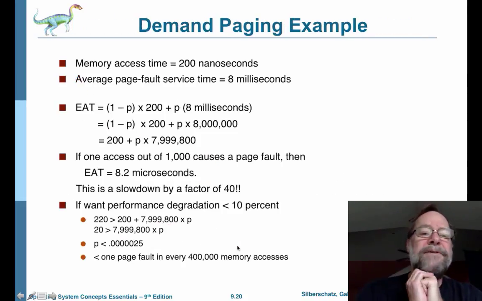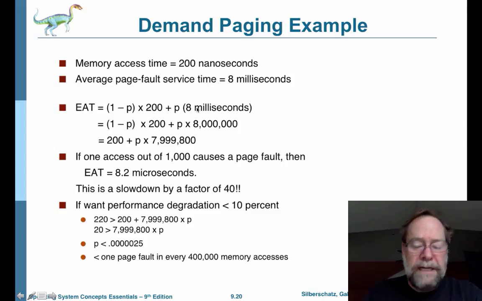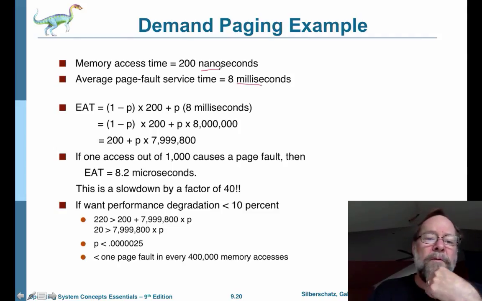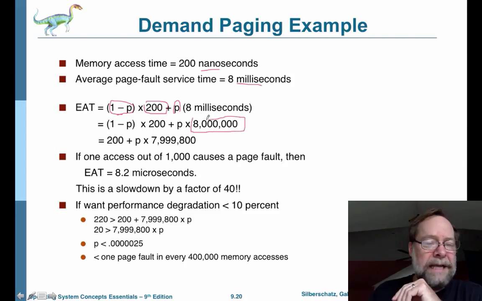So here's a simple example doing that. Let's assume that our memory access time is about 200 nanoseconds. Our average page fault service time is 8 milliseconds. Remember, keep track of the time units here. That's important. We've got milliseconds over here and nanoseconds here. So plugging into our formula up above, 1 minus p is the proportion of the time that we don't have a page fault. We're just going to pay for our normal memory access time, 200 nanoseconds. But for the other time, when we do have page faults, it's going to cost us 8 milliseconds, or converting it to nanoseconds, 8 million nanoseconds.